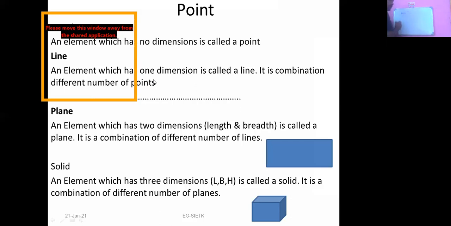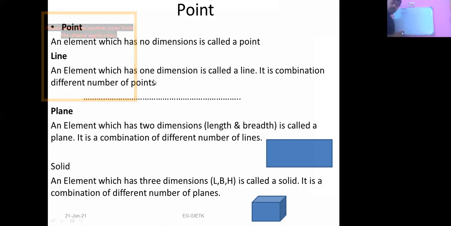Now, when I'm talking about lines, this is another thing. When I'm keeping all the points side by side, like what I'm showing you in the PPT presentation, I'm going to get a line. A line has only one dimension, because it consists of only length. So we define a line as a one-dimensional object, where only length is there. It is a combination of different numbers of points.